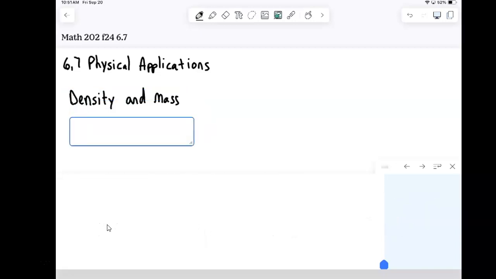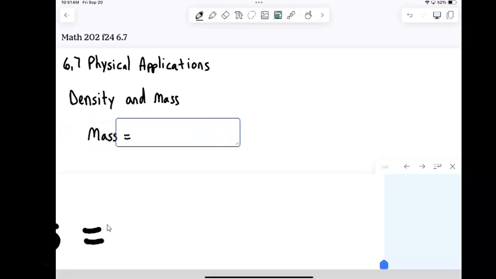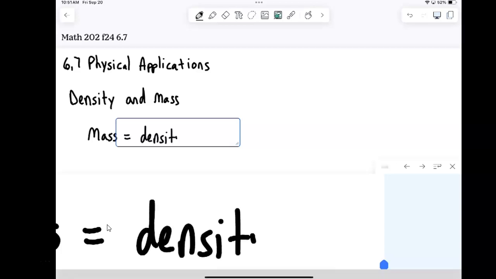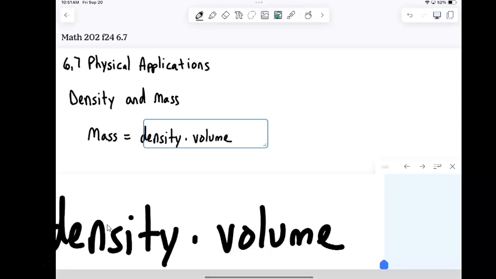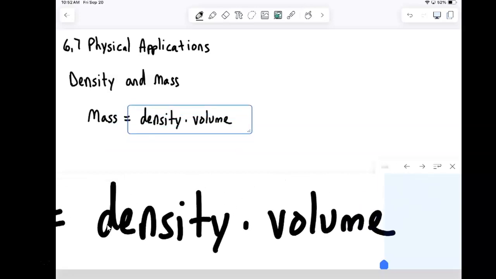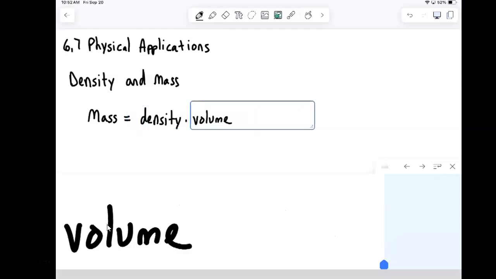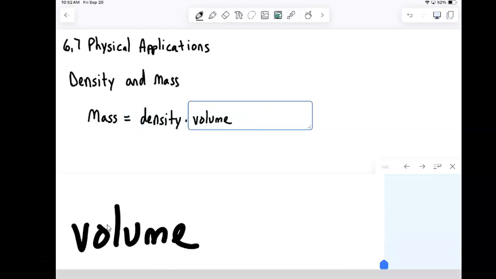So the mass of an object is equal to its density multiplied times its volume. So this density situation that we're dealing with assumes that the density throughout the object, throughout the volume, is the same everywhere. Okay, but the reality is that may not be the case in most things.